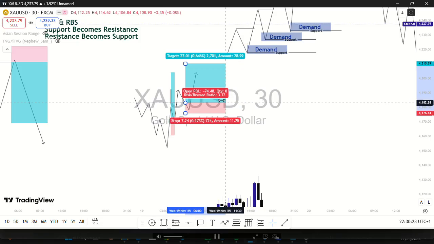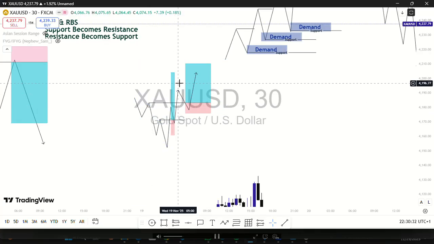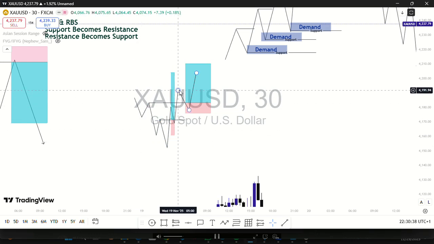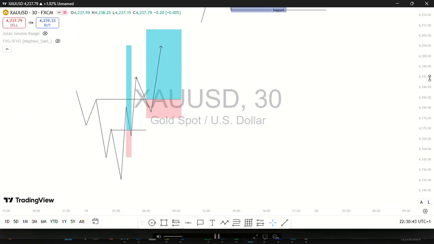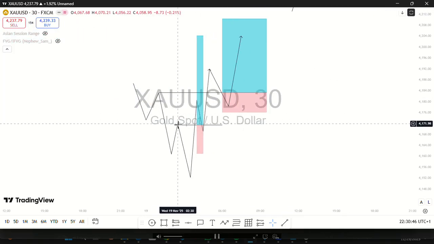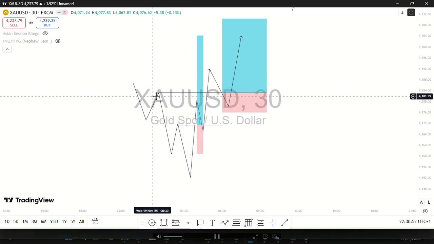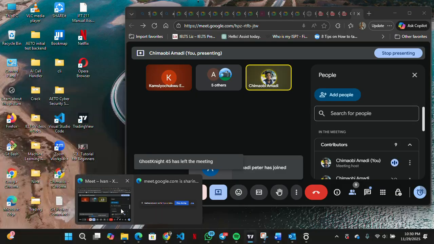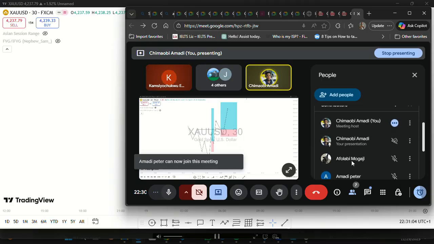Supply, sorry, resistance becomes support. Okay, this was a high, this was a resistance here, but price broke it. Instead of price falling back down, we can see this was a bearish market, but now it has switched bullish. It's going higher and higher and higher. So now this here was the first resistance, which was broken, and the resistance becomes support for price to move up again. And this here also happened here. Resistance becomes support for price to move up again. So that is one of the things.